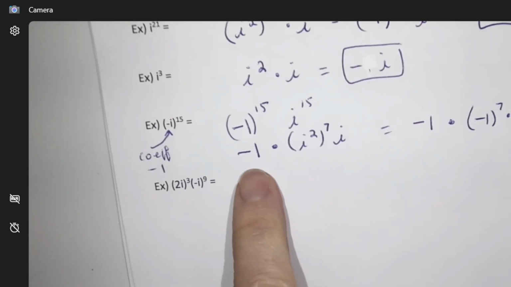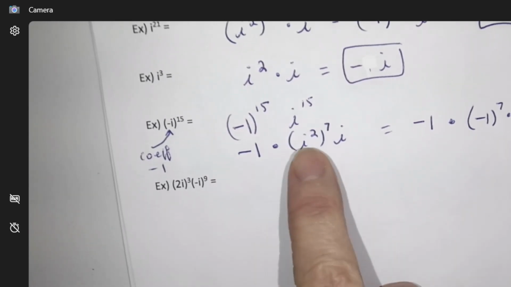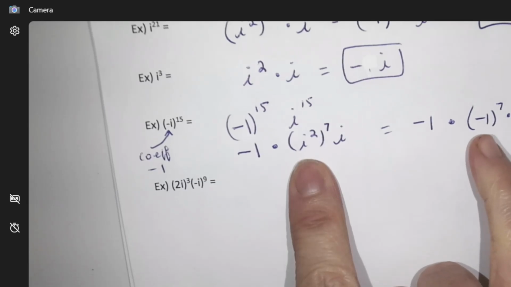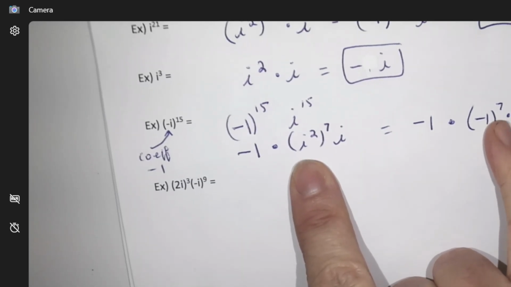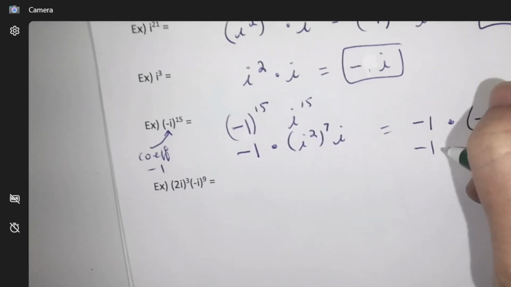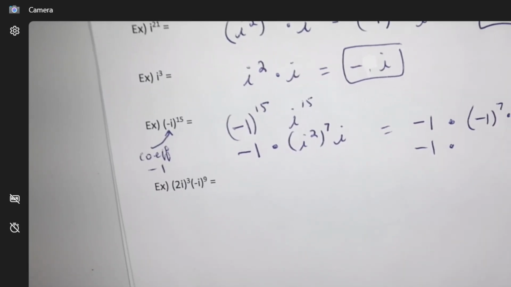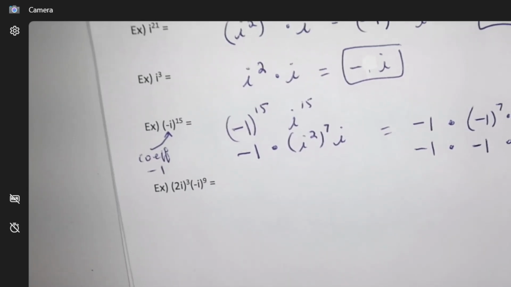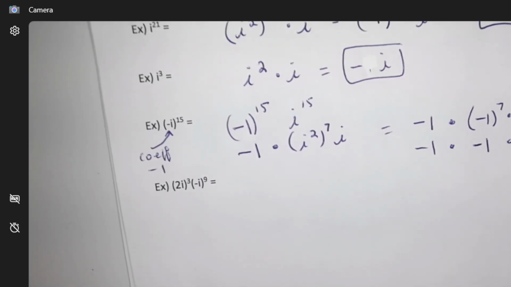So I'm breaking it down here, so that all was just the -1. And then this is now -1 to a 7th. So what is -1 repeated 7 times? Negative. So the final answer on this, just i.